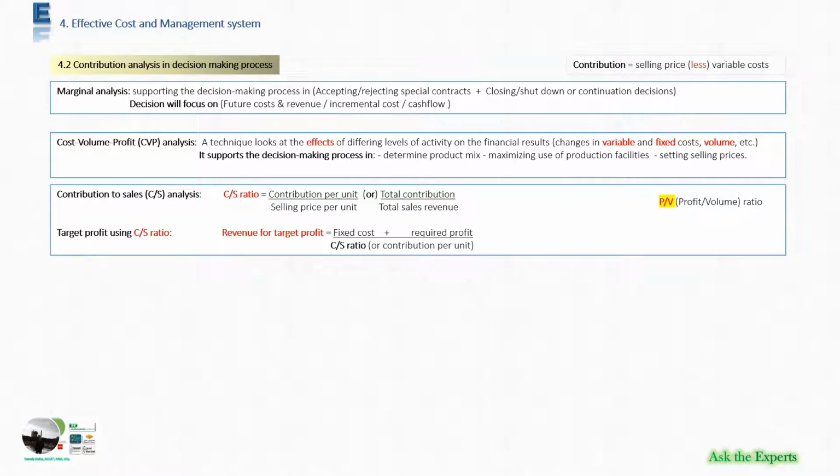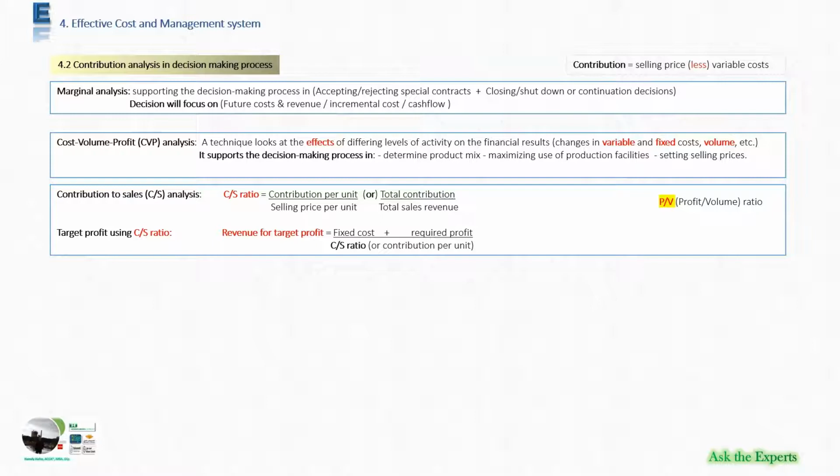Another technique is the cost volume profit or the CVP analysis. This technique looks at the effects of differing levels of activity on the financial results. In other words, the changes in variable and fixed costs, volume, and so on. It supports the decision-making process in determining product mix decision, maximizing the use of production facilities and setting selling prices.